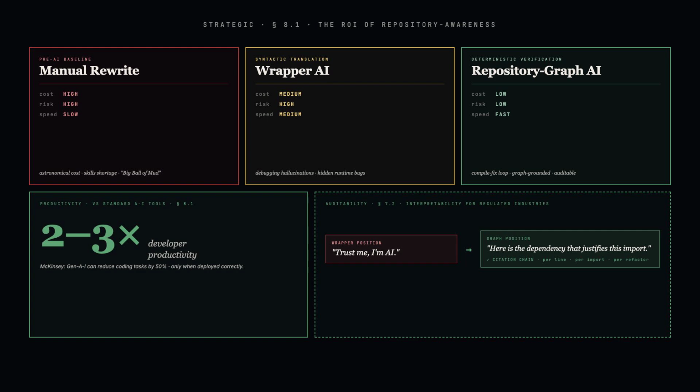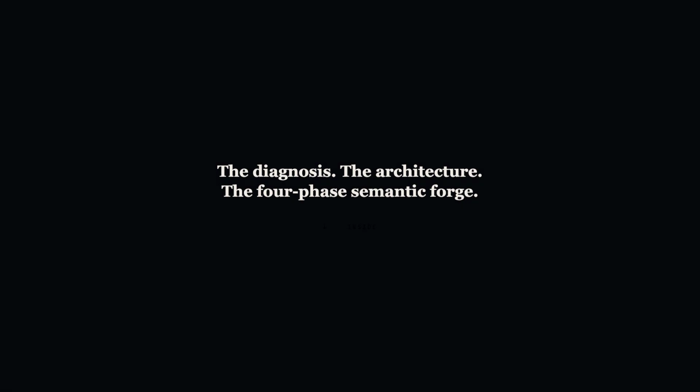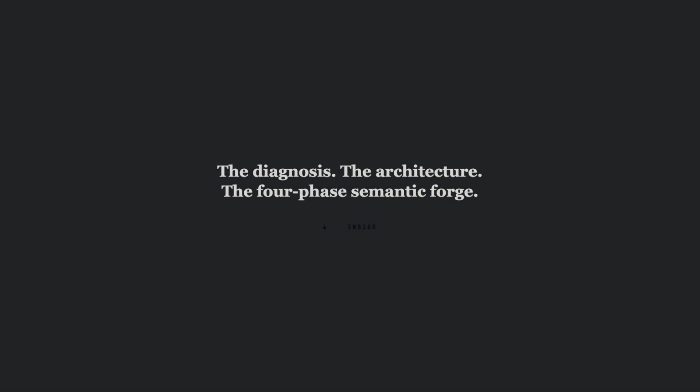The deeper argument is auditability. The graph provides a citation chain for every line of generated code. "Trust me, I am AI," becomes "here is the dependency that justifies this import." In regulated industries, that distinction is the entire difference. Code is not text. We engineer the map.